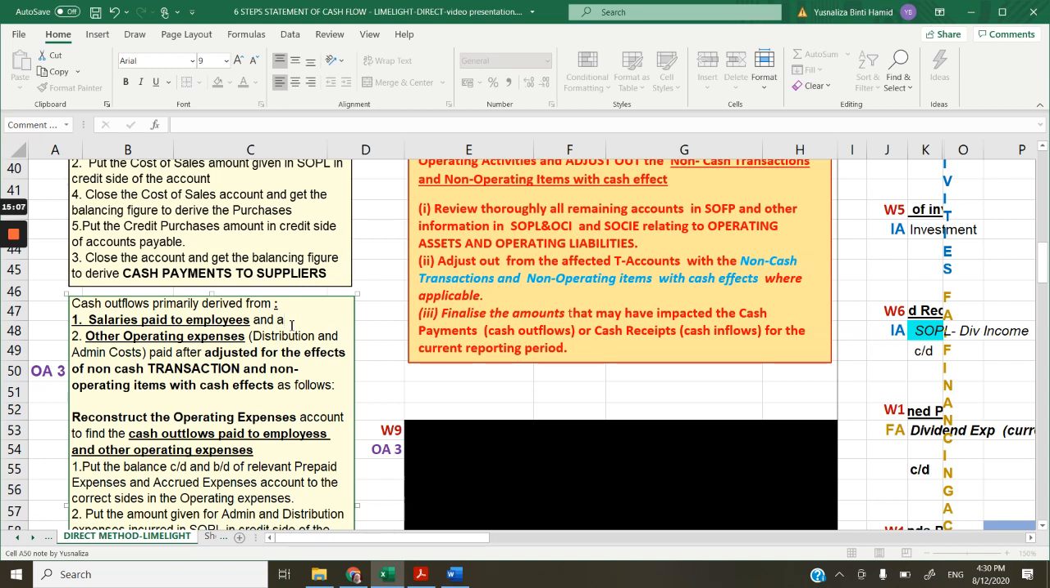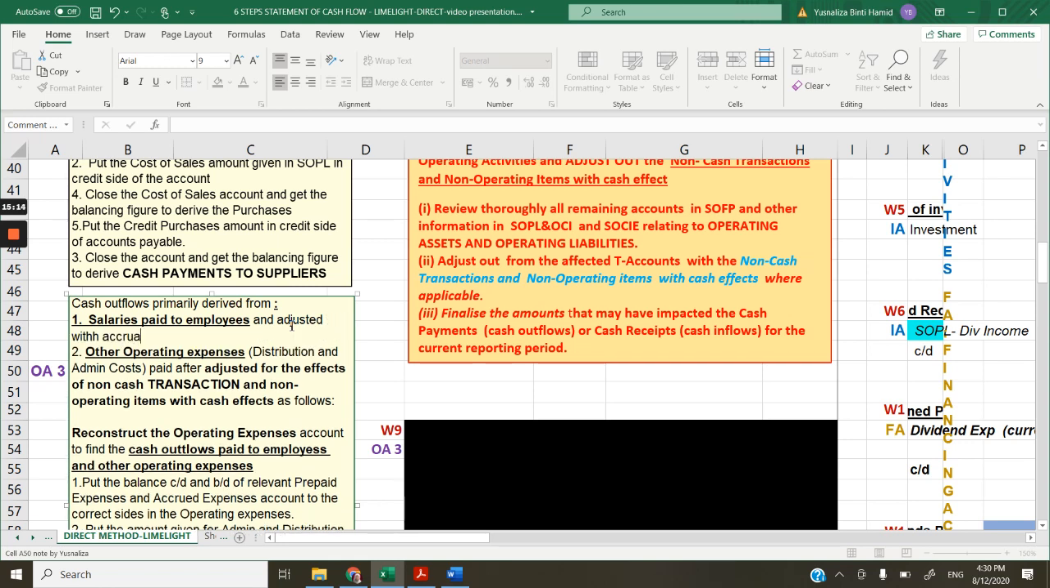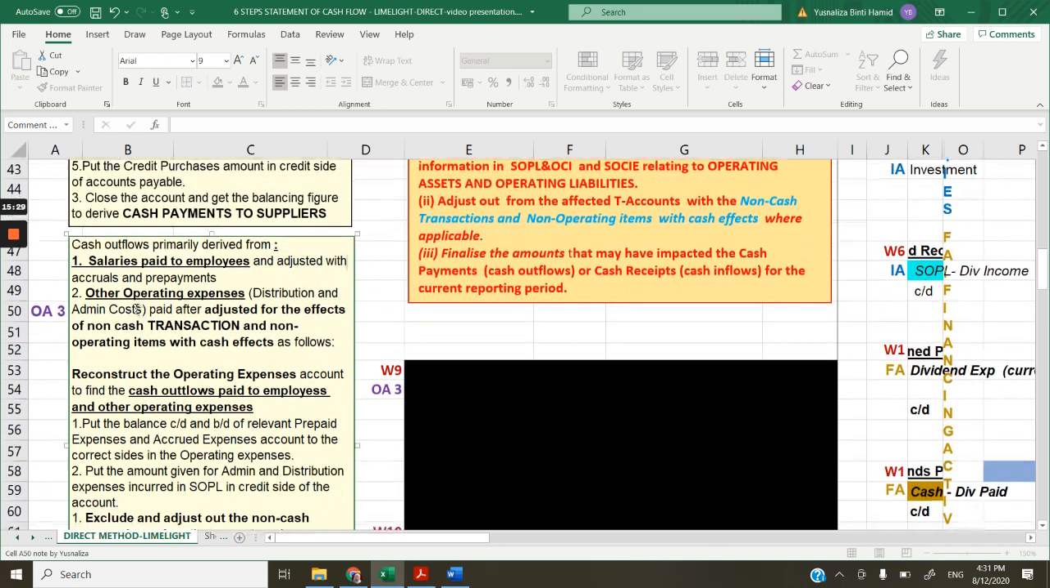I put here again, adjusted with accruals and prepayment. So if there are any expenses that relate to accrued expenses or prepaid expenses that relate to the employee salaries. In our case, we have none. So you need to find that. You need to adjust out for the effect of non-cash transactions for the other operating expenses.